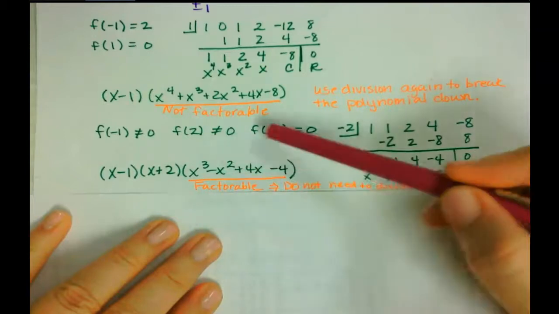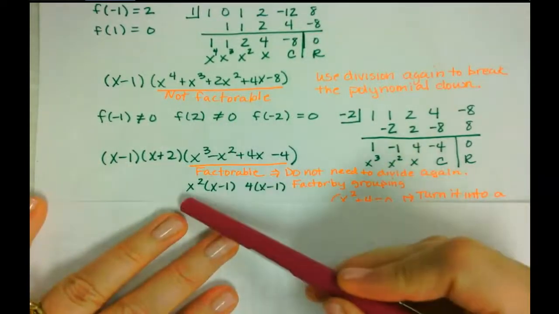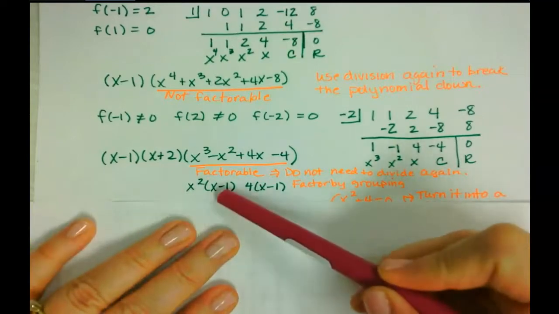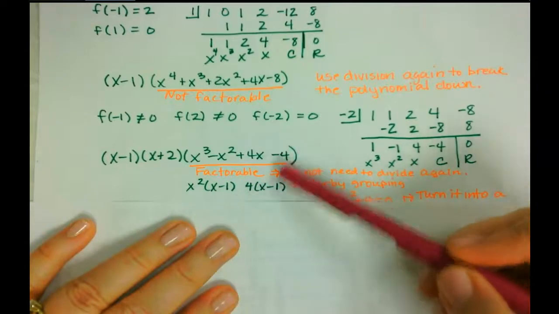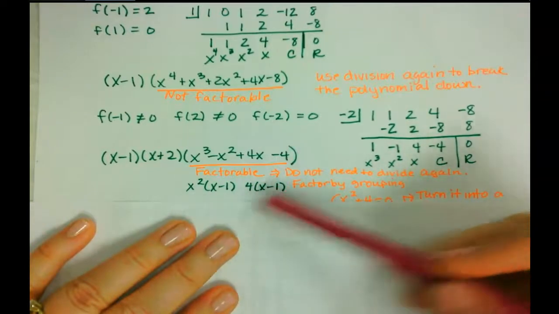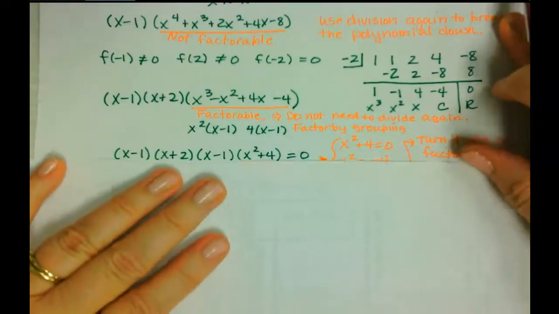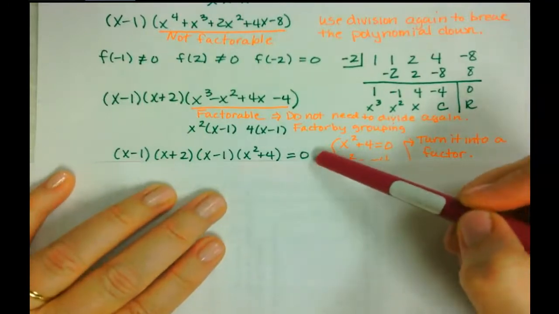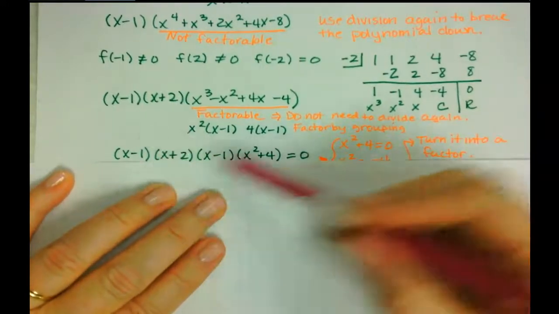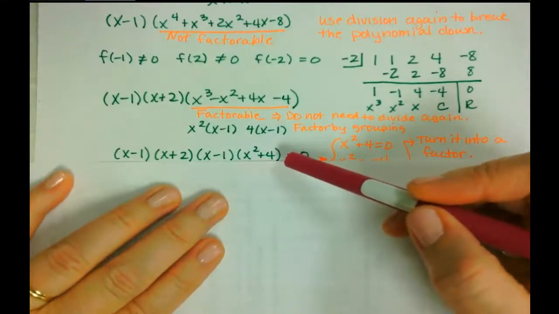So I grouped these two together, and I grouped these two together, and I pulled out an x squared from the first part, leaving me with an x minus 1. I pulled out a 4 from the second part, leaving me with an x minus 1. So this factors to x minus 1 times x squared plus 4. All right, so we get to here. Notice it's still set equal to 0 because we're solving. And the tendency here would be to stop because you can't factor or break it down any further.